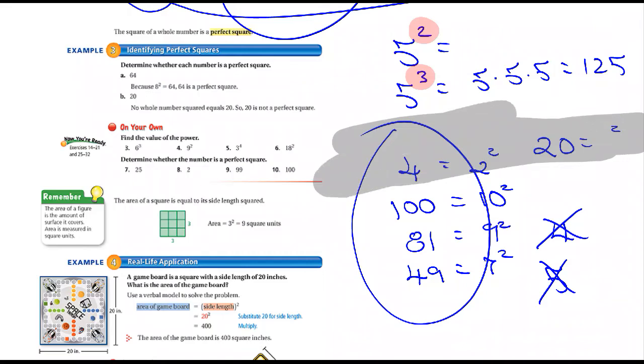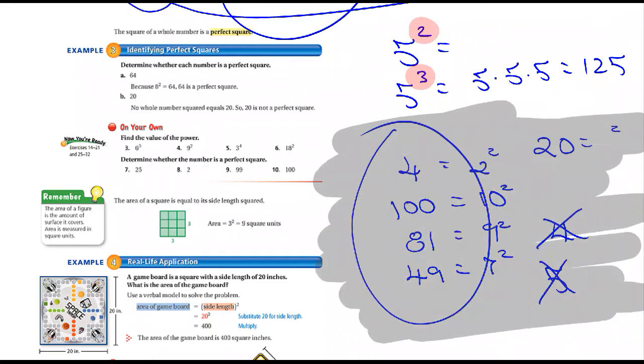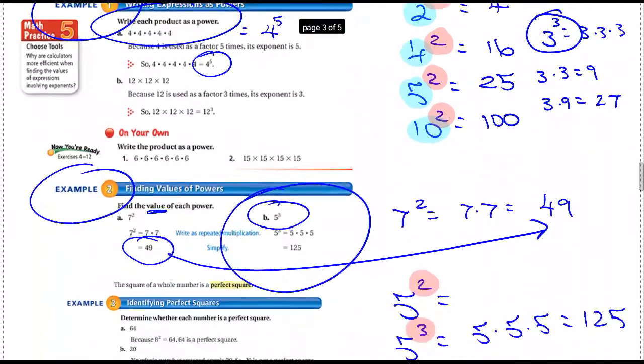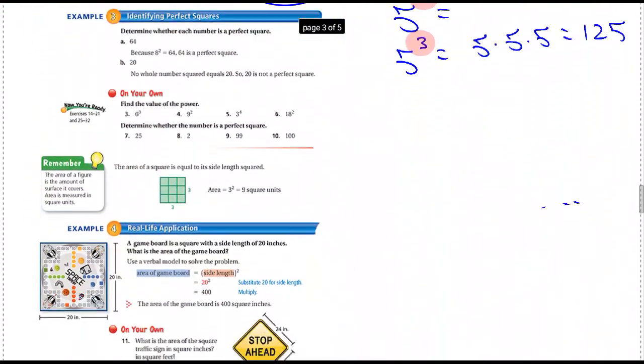Let me erase this here. All right, let me see here.